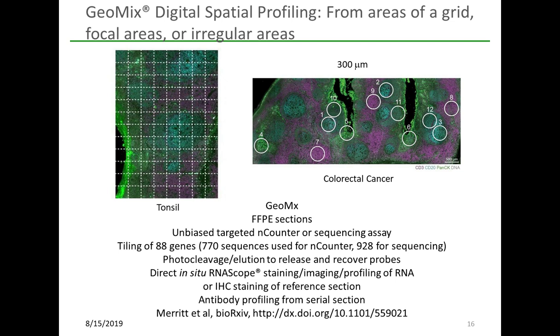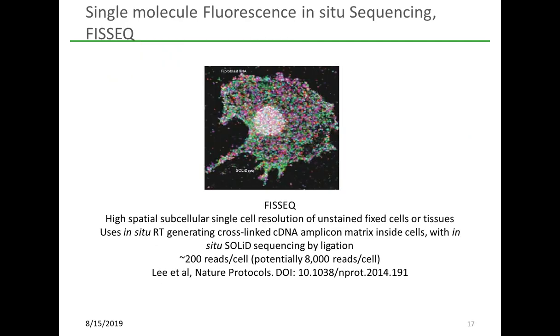In this case, they were measuring 88 genes, tiling across them, so they're looking at multiple sequences for each gene, 770 sequences using the nCounter assay, 928 for sequencing. And in this case, you can directly stain using RNAscope to look at RNA levels and then pick those areas. And you can do protein, but that would be in a serial section, not the same section.